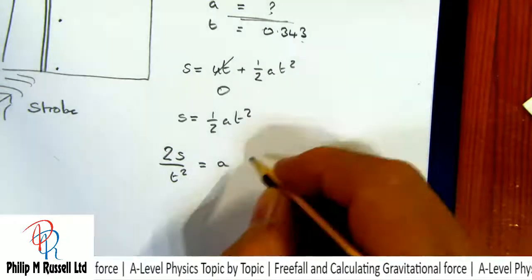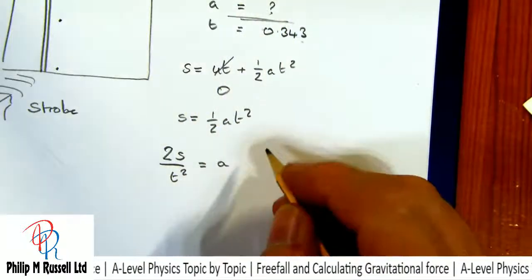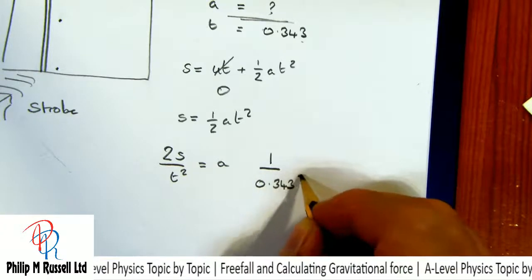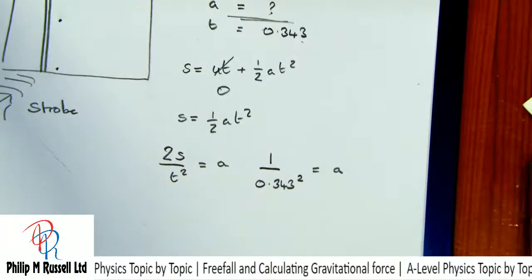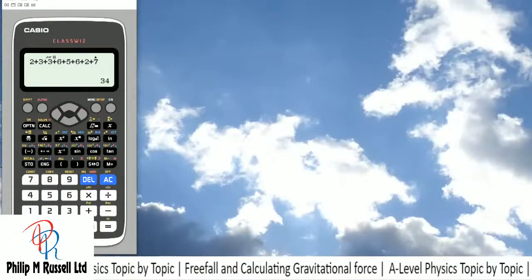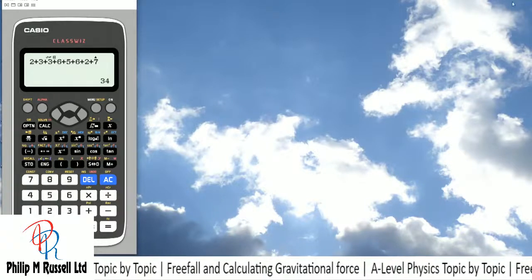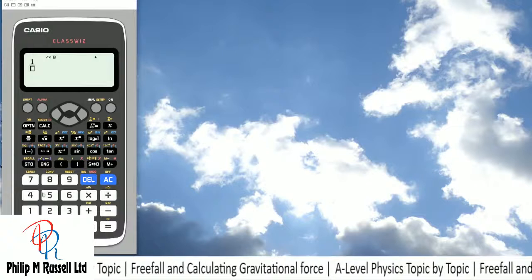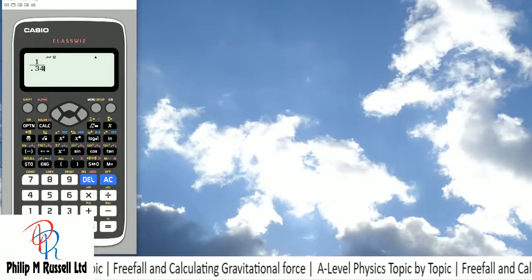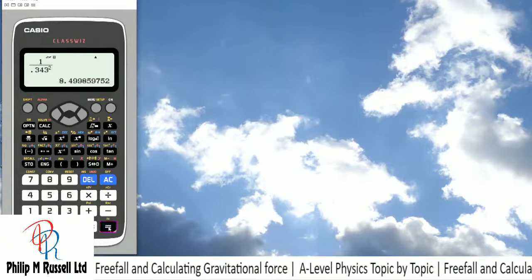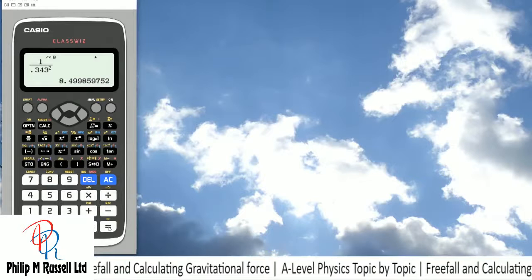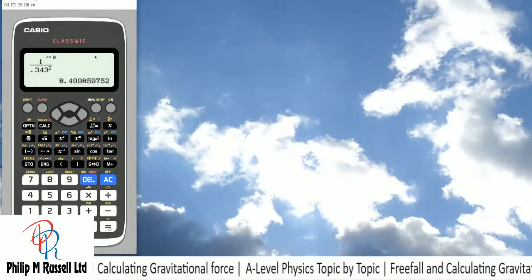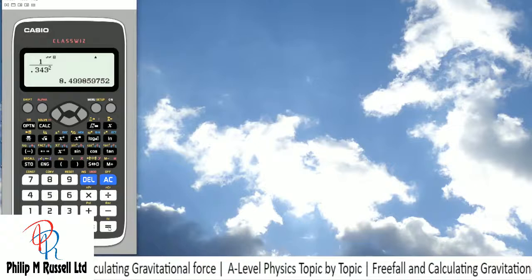So let's just put in our values. 2 times half a meter is actually going to give me 1 meter, so it's going to be 1 over 0.343 squared is going to give me a. Let's just work this out on the calculator. So I've got here 1 divided by 0.343 all squared, and that's going to give me my acceleration due to gravity, which is 8.499 meters per second squared.